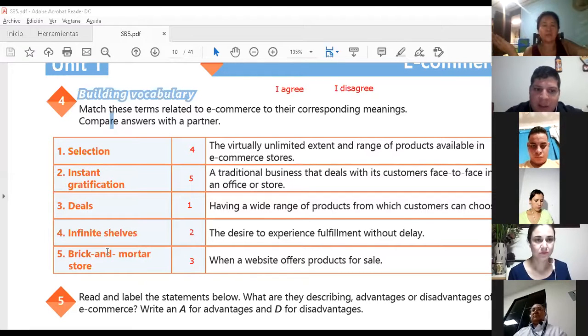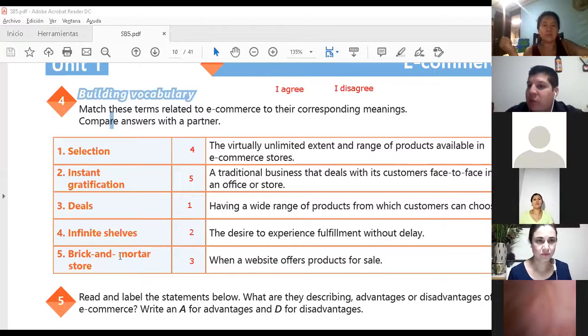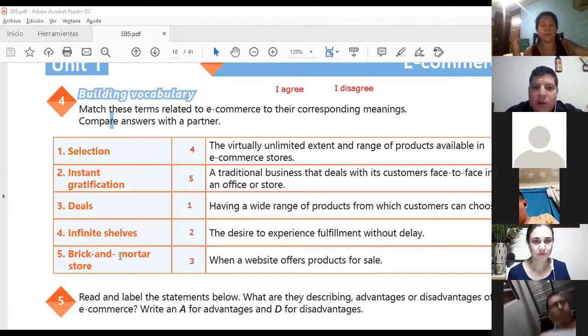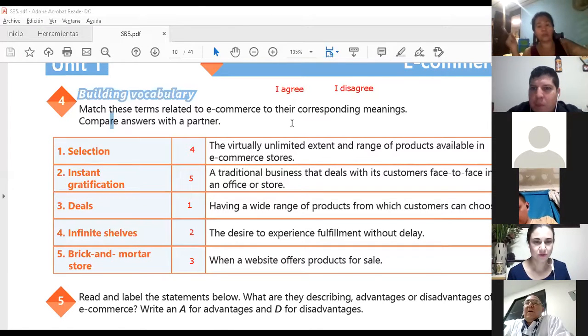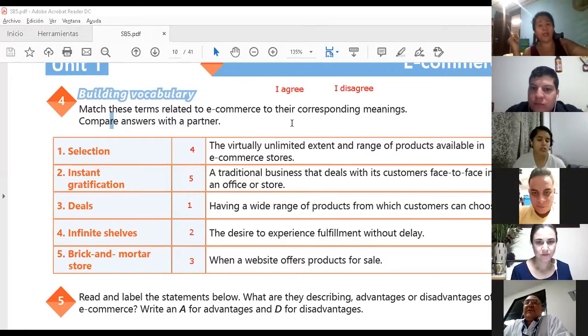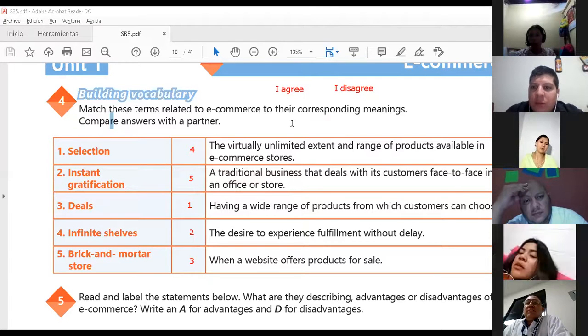This is why you have these little dashes right here. This is a compound noun. That means that yes, it goes together. A brick and mortar store. It goes together. Very good. So do you guys have any question about this vocabulary? How do you say cara a cara? Face to face. Very good.